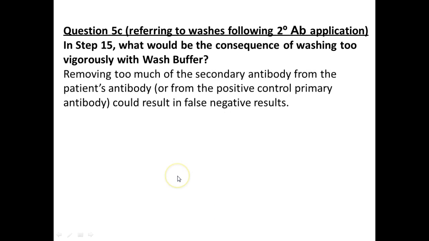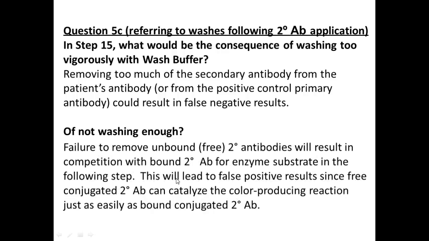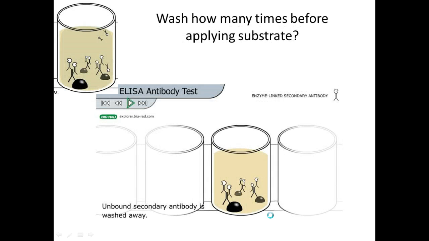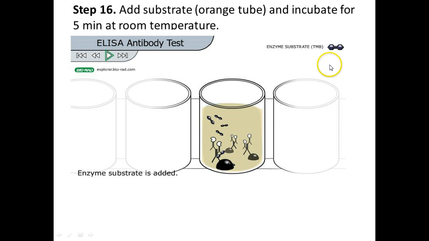So if we wash too much, we're going to remove too much of the secondary, and we're going to end up with false negative results. If we don't wash enough, we're going to end up with false positive results, if that antibody stays behind. This can be a really crucial step. So again, how many times are we going to wash? 3 times. Then we're going to add our substrate.